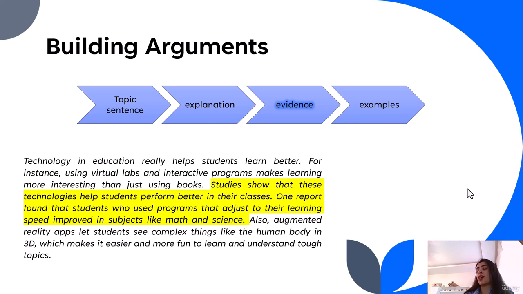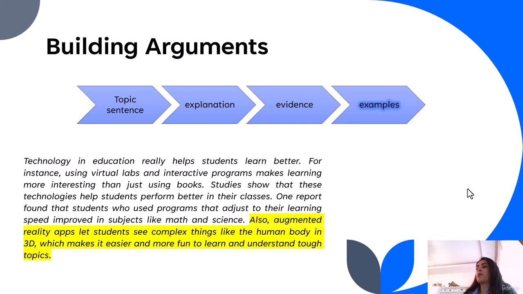Reference empirical studies, statistical data, or authoritative reports that support your claim. For instance, citing research that shows improved students' outcomes with the use of specific technological tools in the classroom adds weight to your argument. Examples.